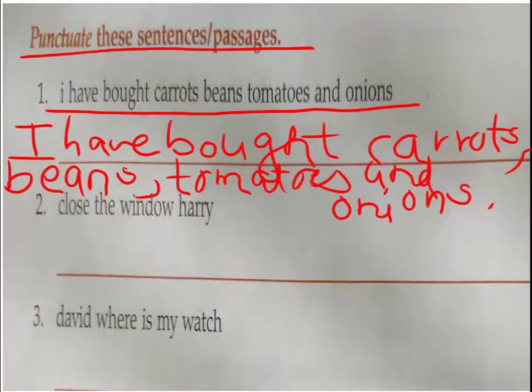Here we have to put a full stop. So students, these all are names of vegetables: carrots, beans, tomatoes and onions. Now look at between "and". Here, tomatoes and onions, between them "and" comes. So here we don't have to put a comma.